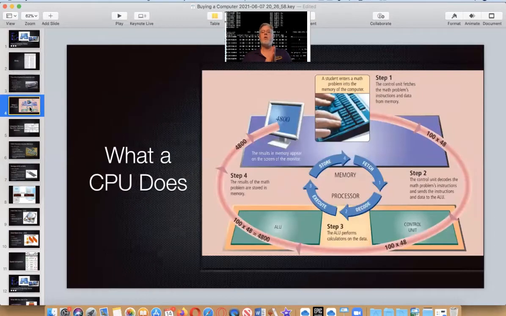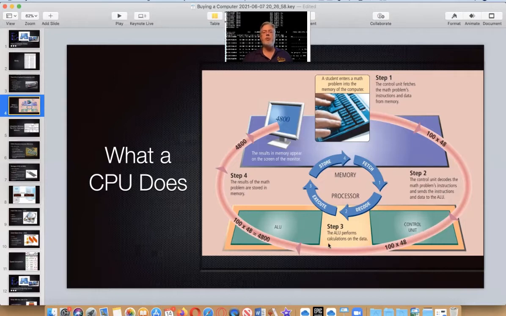So just real quickly, this little graphic shows you what a CPU does over and over again internally. And so right here in step one, the control unit, so there's a control unit in there inside the CPU, and it fetches the math problem instructions and the data from memory. So it goes out and grabs it from memory. Then in step two, the control unit decodes the math problem and instructions and sends it to the arithmetic logic unit. That's what an ALU unit is.